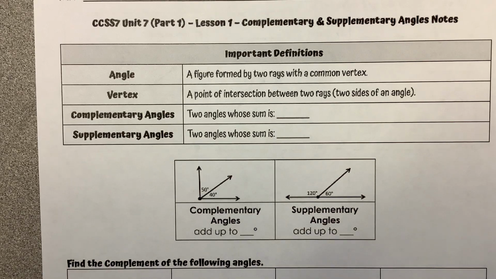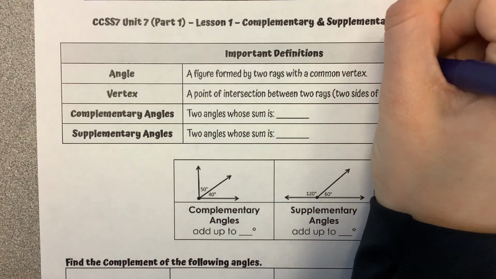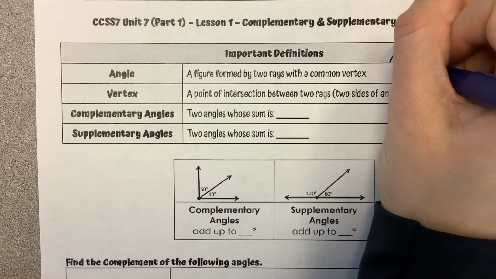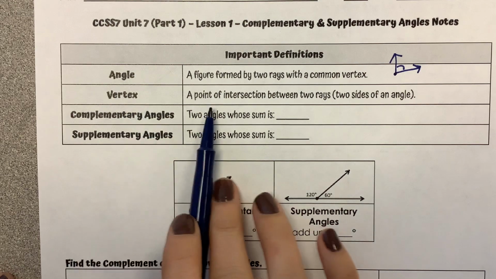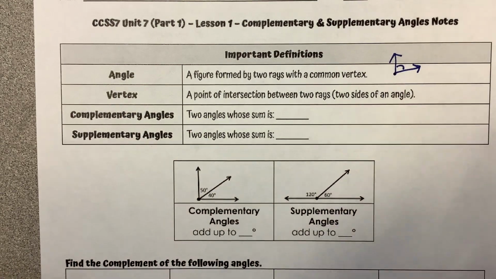Let's take a look at complementary and supplementary angles. So, important definitions to know. An angle is a figure formed by two rays with a common vertex, right? So we have a vertex, we have a ray going in one direction, a ray going in another direction, and that forms an angle. So the vertex is that point of intersection right there between the two sides.